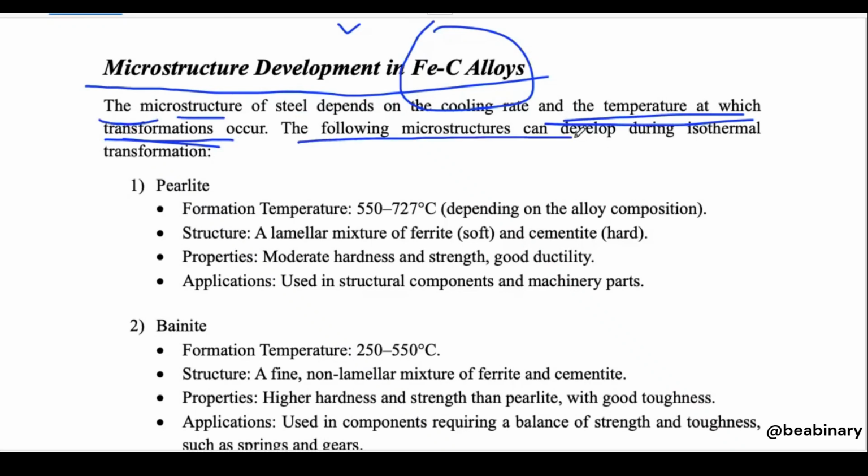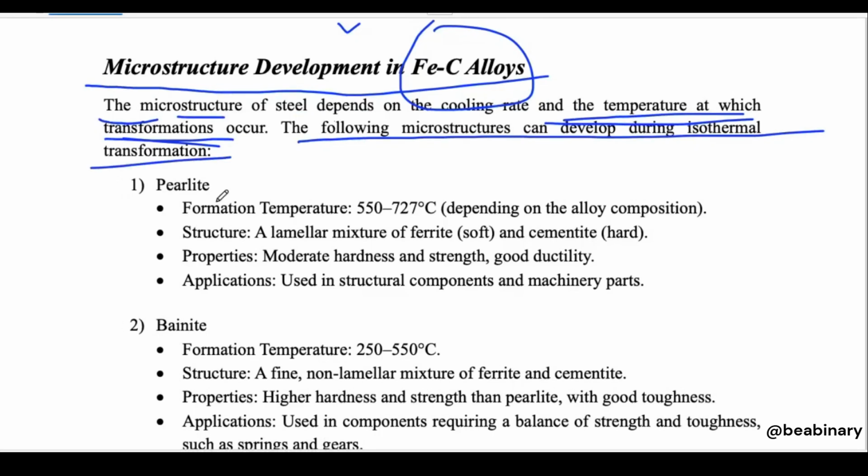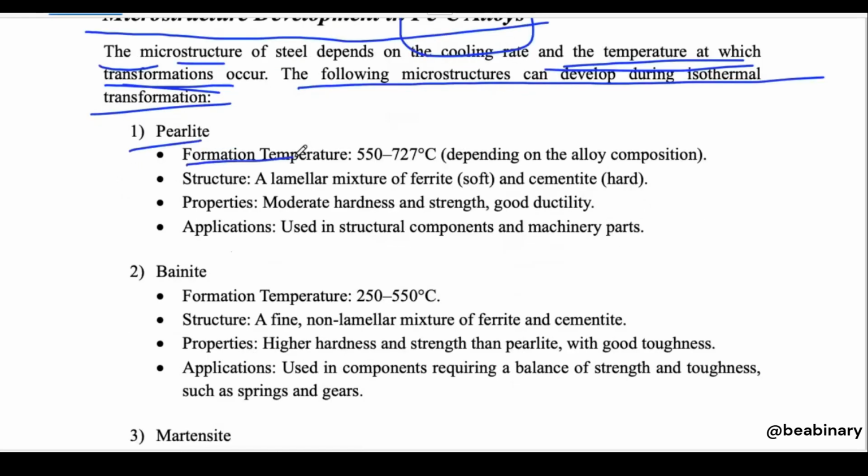The following microstructures can be developed during the isothermal transformation. The first one is Pearlite. The formation temperature is 550 to 727 degrees C. Here it is given in centigrade, so don't get confused with that. If you change the scale, the digits will change, but the value would be the same. So it is 550 to 727 degrees C, depending on the alloy composition.